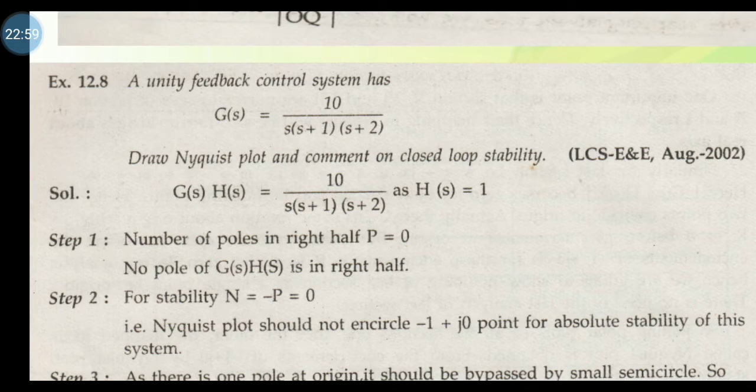One pole is at origin due to S. Another pole is at minus 1 location. Another pole is at minus 2 location. So, no poles are in the right half. Due to that, the number of poles in the right half, P, is equal to 0. No pole of G of S, H of S is in the right half.